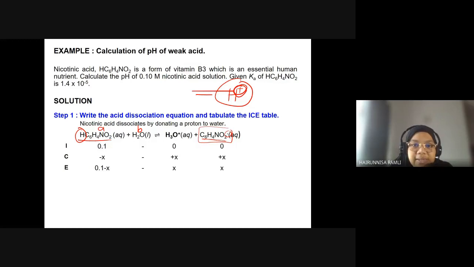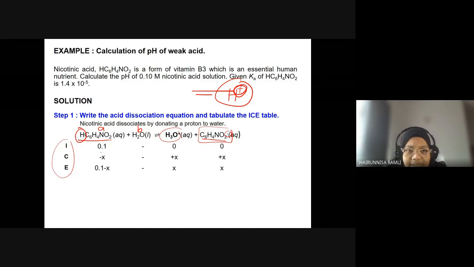Okay, cara senang you nak tulis. Yang penting H kena hilang satu, mesti ada negative charge. Kadang-kadang ada yang H hilang dah tapi negatif tak ada. So salah juga. Okay. Lepas tu H2O you terima satu H plus kan. So that's why dia akan jadi H3O plus. Okay. So patah balik tadi. Then you buat ICE table. 0.1 is the initial concentration for acid. Okay. So in this case water tak adalah kan.